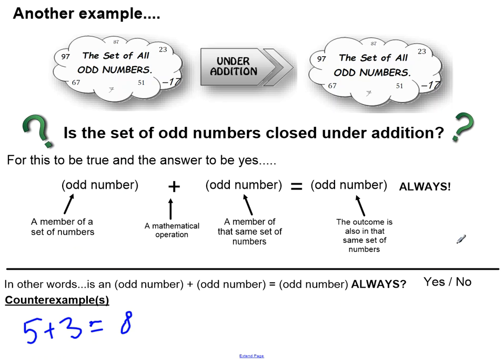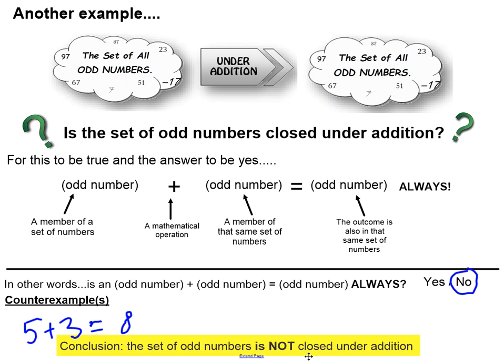But all you need is really one counterexample to say definitively no. And then beyond that, we're answering our question here and saying the set of odd numbers is not closed under addition. So we have concluded that because you can't take a member of the set and combine it under an operation, odd plus an odd, and always get an odd, and that is not true, we've come up with a counterexample, then the conclusion is the set of odd numbers is not closed under addition.